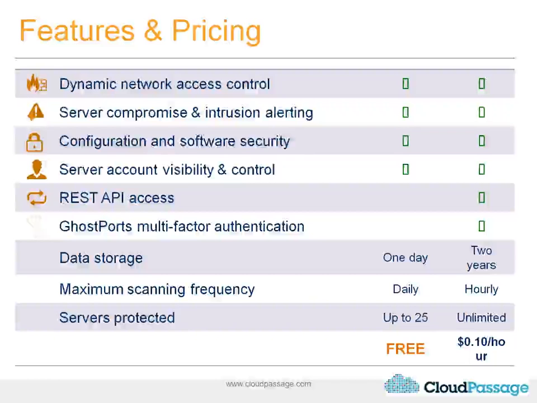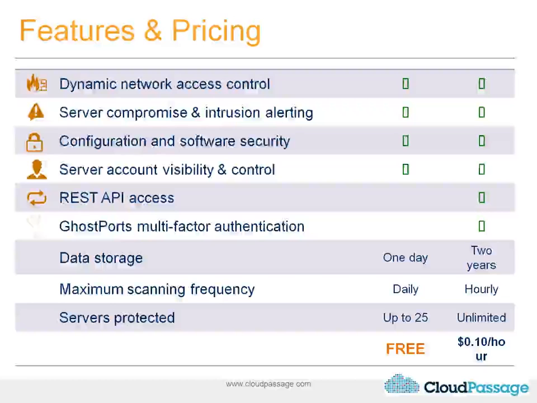If you need things like long-term data storage for compliance, if you need things like constant monitoring, hourly scanning for things like configuration problems or software vulnerabilities or events on the server, that is a pro feature, as well as unlimited server protection. Those features and Ghost Ports multi-factor authentication and the API access fall in that as well, and are part of our Professional Edition. The Pro Edition starts at 10 cents per server per hour. It is metered on an hourly basis, so it's billed exactly the same way that Amazon EC2 or Rackspace or any other elastic cloud provider is billed.